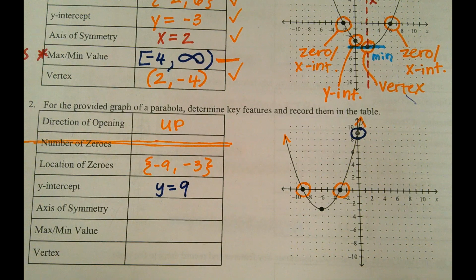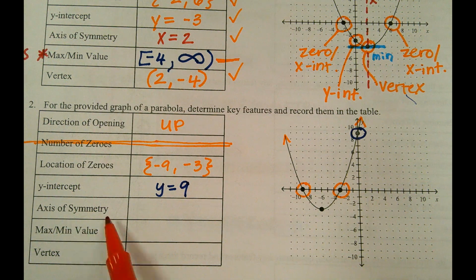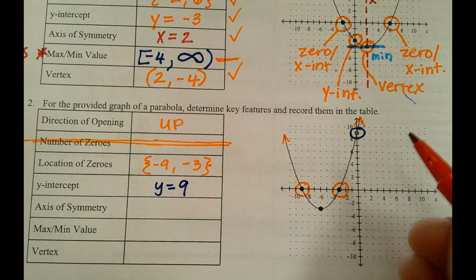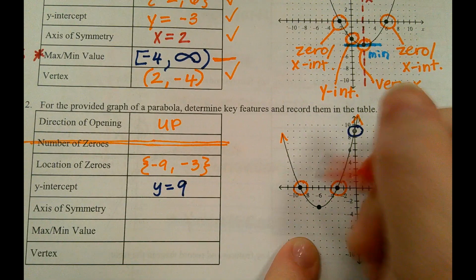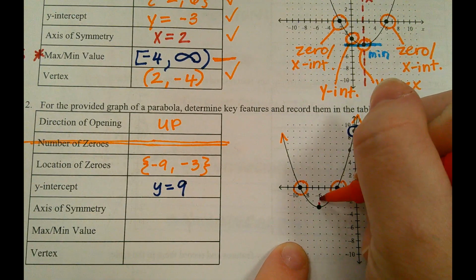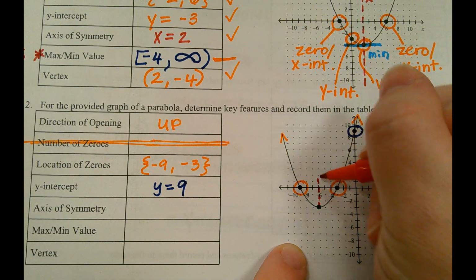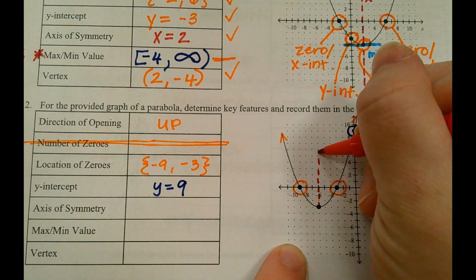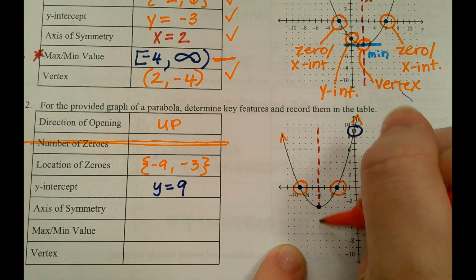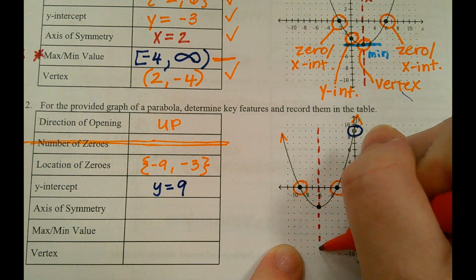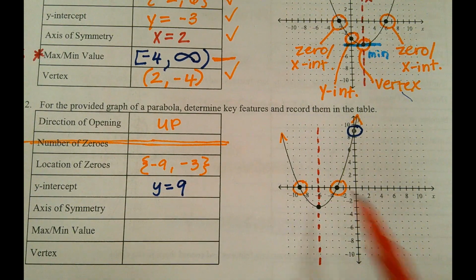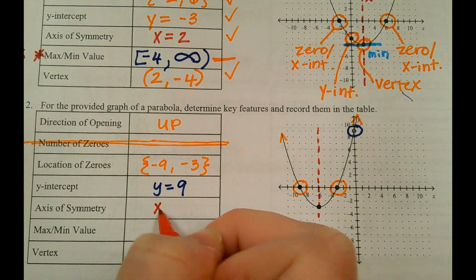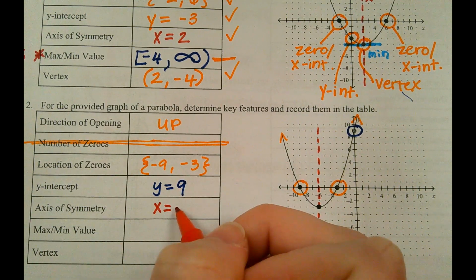Okay. Now, where is my axis of symmetry? -6. Good. We'll find that center point right here. And if I follow it up and down, we can see it crosses right through -6 on the x-axis. So my axis of symmetry is x equals -6.